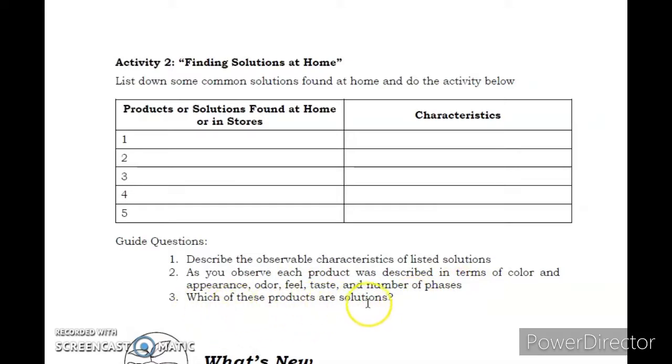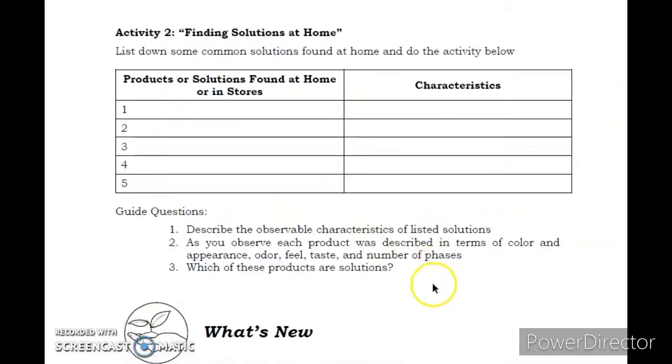Which of these products are solutions? So you're going to enumerate here what they think are the products here, which is classified as solutions. Paano ba natin malalaman kung solution? Kapag meron siyang uniform appearance. The number of phases is only 1.